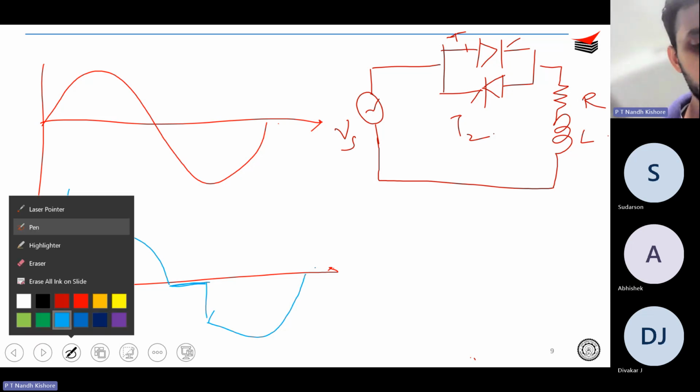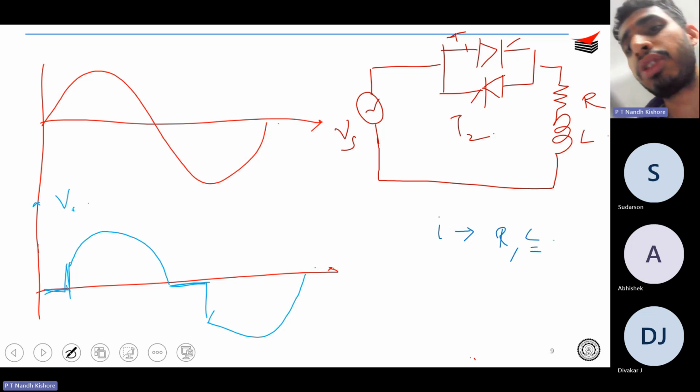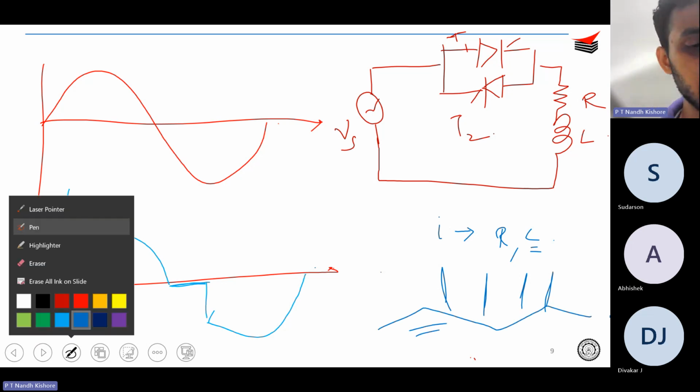But what about your current? The current value over here depends on the value of R and L, particularly L. An inductor opposes change in current, right? So it doesn't like discontinuous current. An inductor doesn't like currents like this in spikes. An inductor likes a continuous current, similar to what you saw in a buck converter.